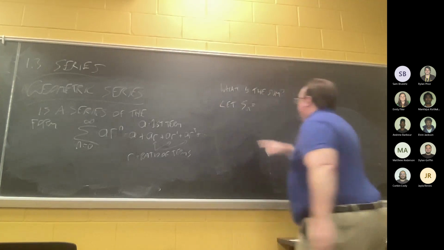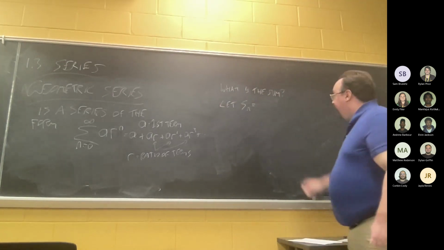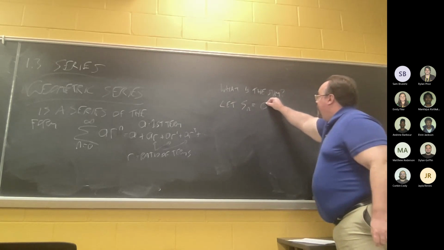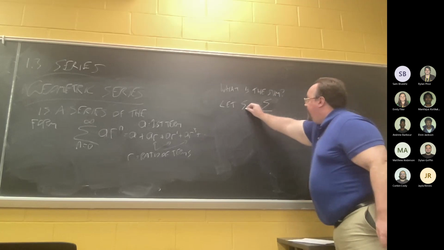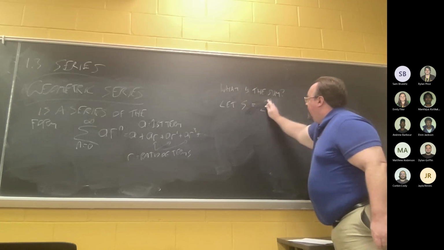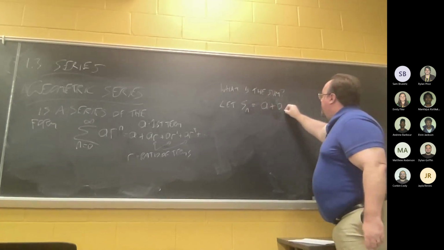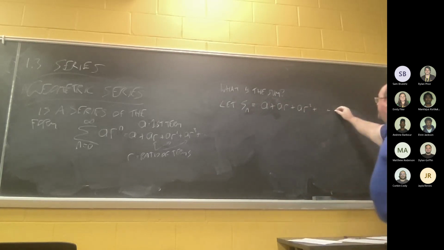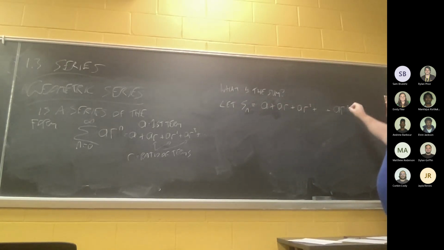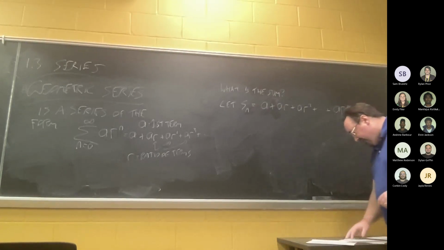I'd like to find a partial sum, Sn, equal to, I'll write it this way, A plus AR plus AR squared, all the way up to AR to the n. So I'm stopping at a particular index n.